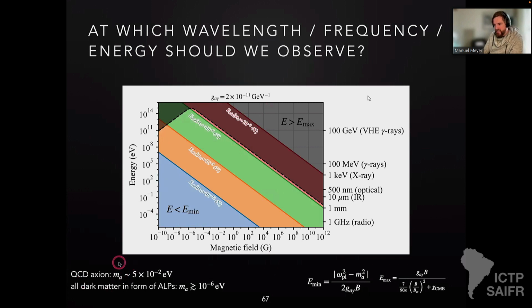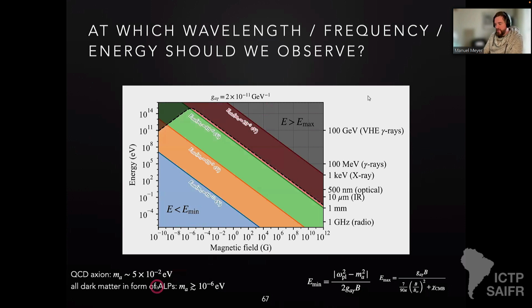So the QCD axion for this particular value in coupling, so this is all for one coupling. If you change the coupling, this plot will look different. But for this coupling value, the QCD axion lives at 5 times 10 to the minus 2 electron volt. So it lives somewhere here, along the line here. So there's no chance that for this coupling, we can actually observe photon-axion oscillations in astrophysical scenarios.